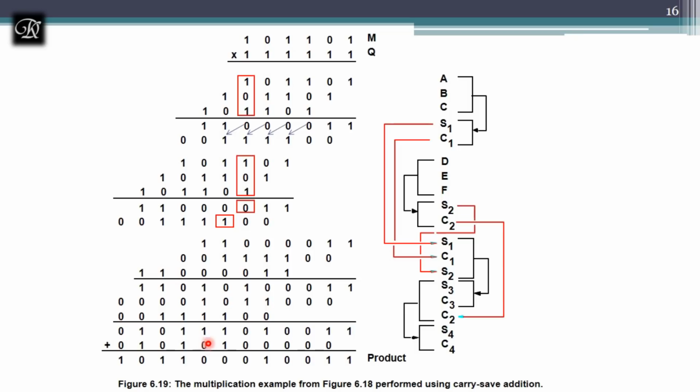Now it is 1 plus 1, it is 2, it is nothing but 0 over here and carry will be 1. Now 2 plus 1 it is 3 and 1 will be written here and carry to the next level is 1, and here it is 0, so 1 will be written, and 1 plus 1 is 1 0 and 0 will be written here and there is no 1 here, so carry will be written as it is. This is the final product. This is how carry save addition is going to work.